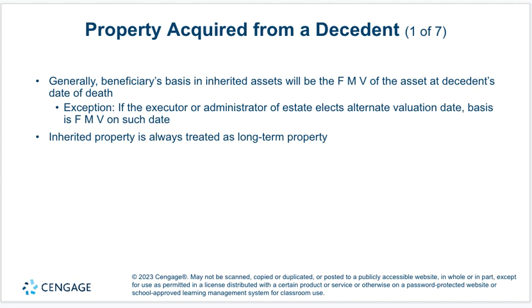When we have a case where property is acquired from a descendant, generally, the beneficiary's basis in inherited assets will be the fair market value of the asset at the descendant's date of death. But there is an exception if the executor or administrator of an estate elects an alternative valuation date. The basis is the fair market value on that date. And inherited property is always treated as long-term property.